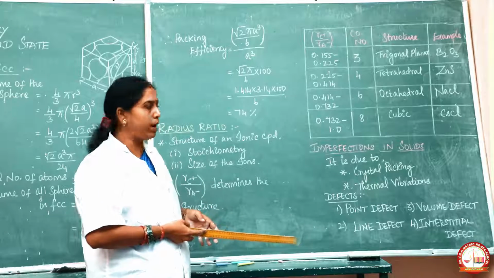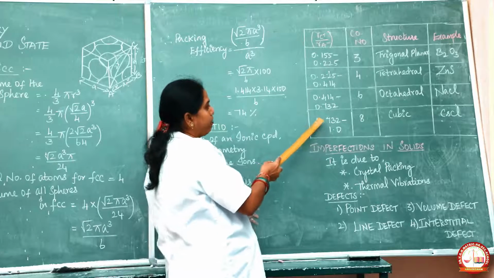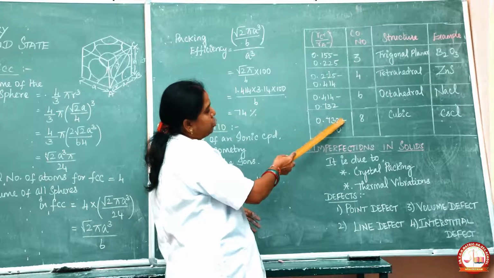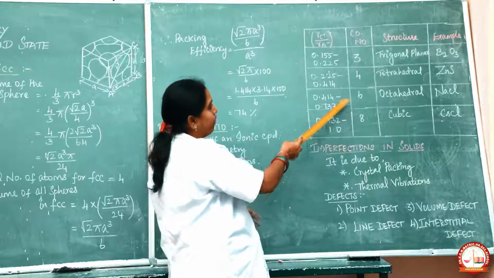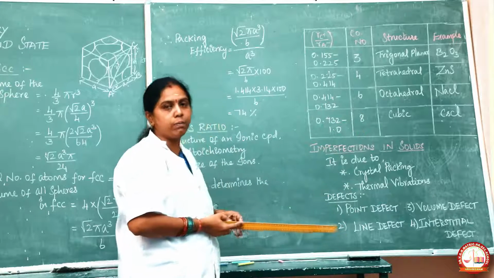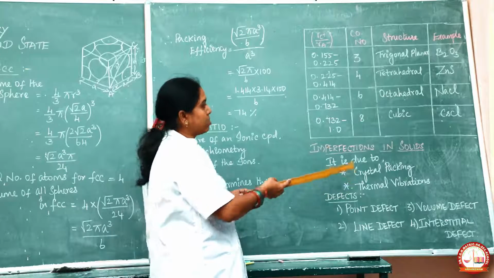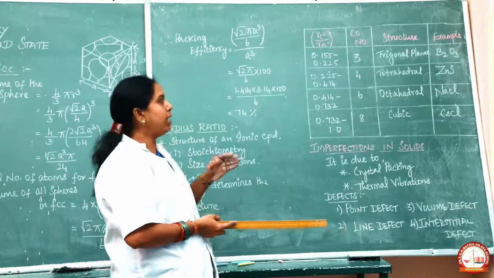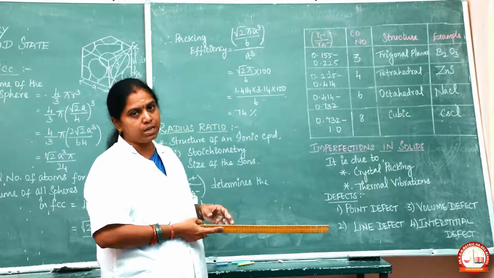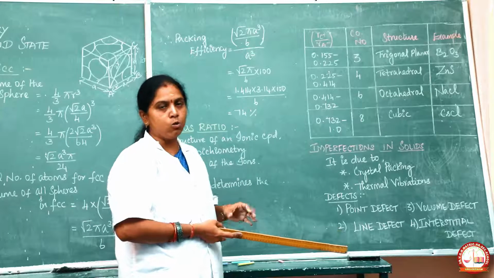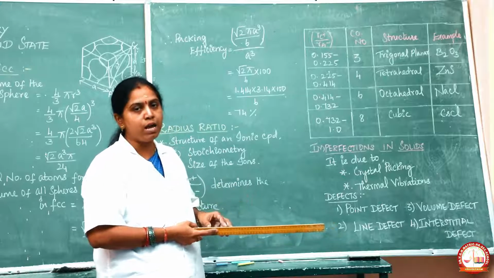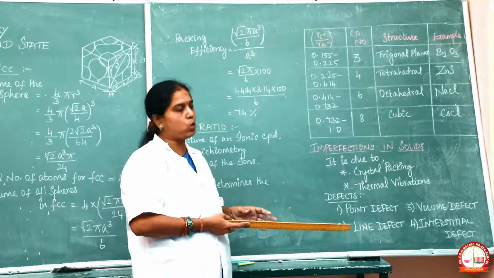The best example for this type is the sodium chloride crystal. And finally, if the radius ratio lies between 0.732 to 1.0, then the coordination number will be 8, and the structure is considered as a cubic arrangement. The best example for this type is the cesium chloride crystal. So that is about radius ratio, which helps to determine the structure of an ionic crystal or ionic compound.